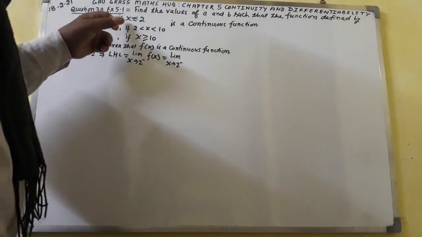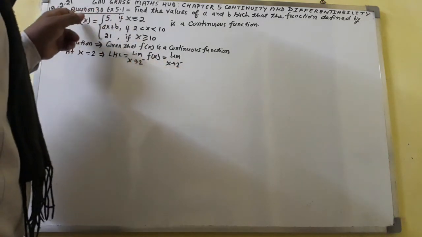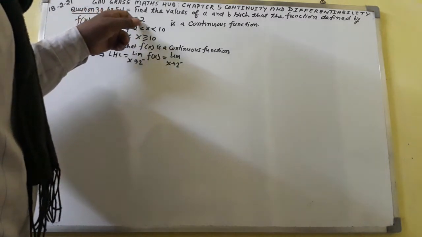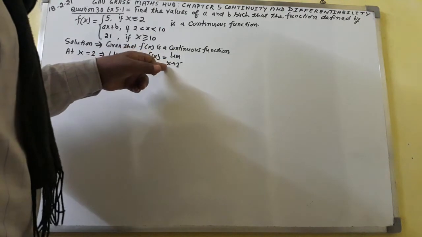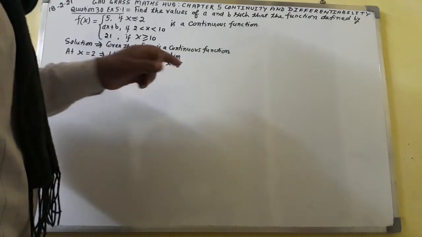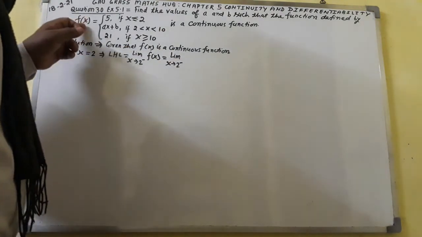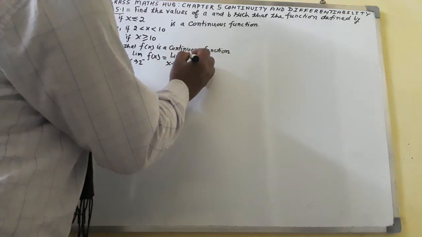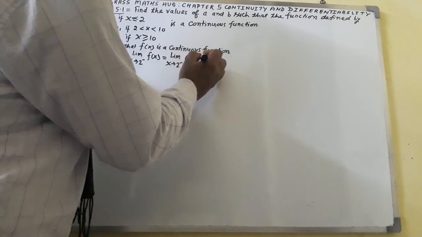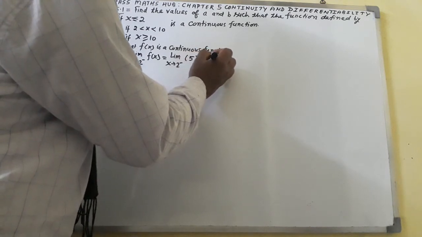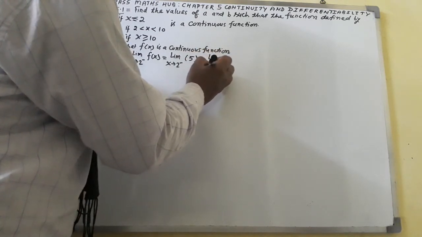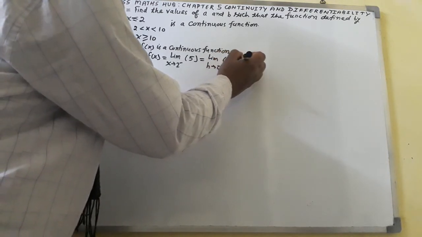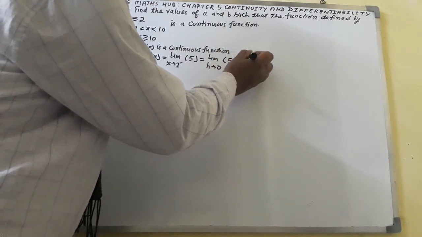So here you can see the first function, f of x equal to 5, where the value of x is less than 2. So in place of f of x I shall write 5. Limit h tends to 0 of 5 comes out to be 5.